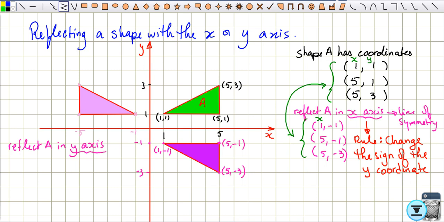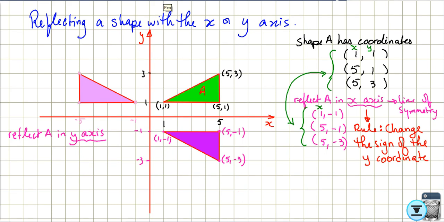And as we can see now, shape A has been reflected in the y-axis. Let's check what its coordinates are. I have the coordinates here. It's minus 1, 1. This is minus 5, 1. This is minus 5, 3. So let's write them down: minus 1, 1; minus 5, 1; and minus 5, 3. I'm going to compare again my set of coordinates with the original set of coordinates.